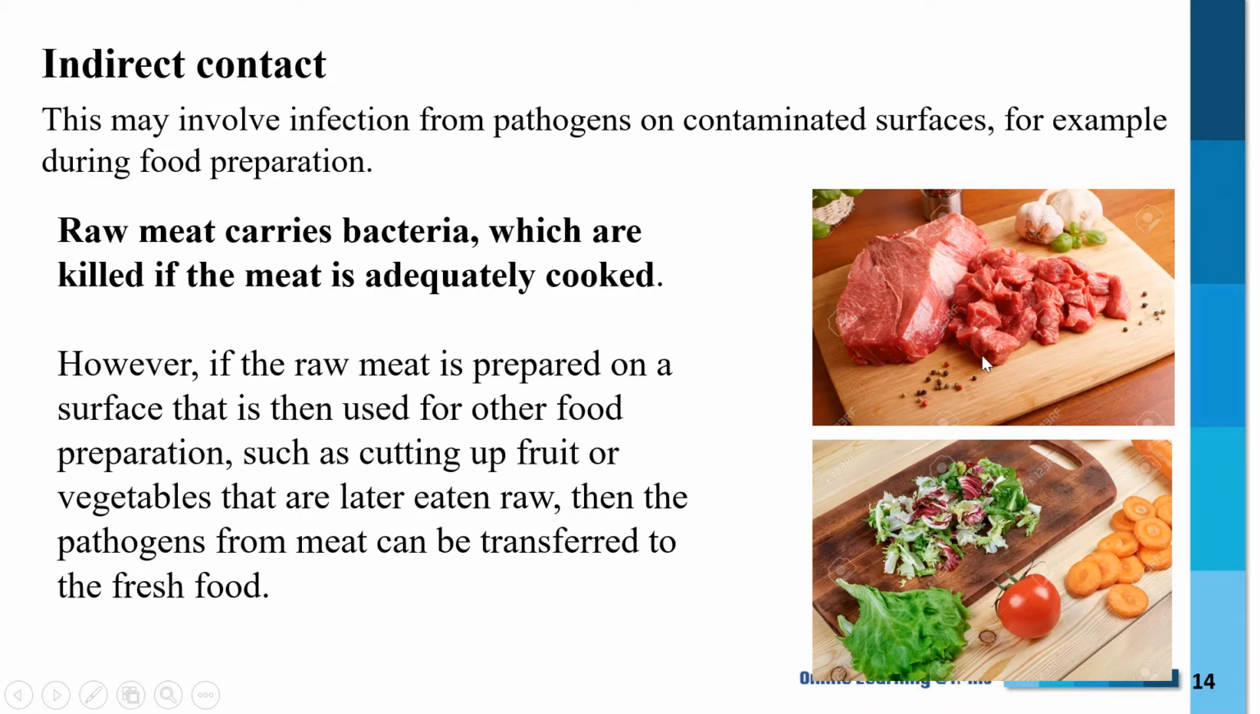So if your meat has any bacteria, it means your cutting board is contaminated with bacteria. And if you put your uncooked food directly on it, then you may get an infection or food poisoning. The meat will not be affected because you are going to cook it. When you cook it, the raw meat carries bacteria which are killed if the meat is adequately cooked. But if you use this same board to cut your salad, that is very dangerous. So if you use your cutting board for meat, you should not use it to cut your raw vegetables, which you are not going to cook later.